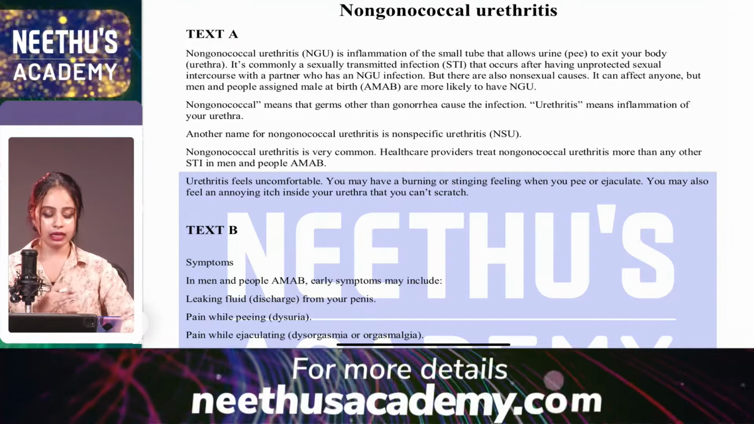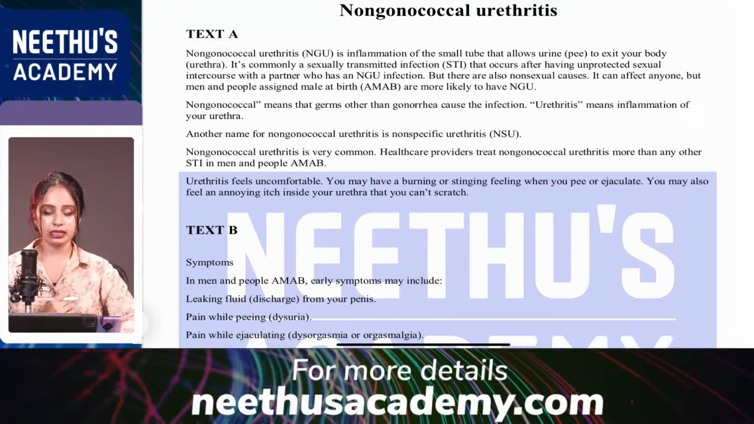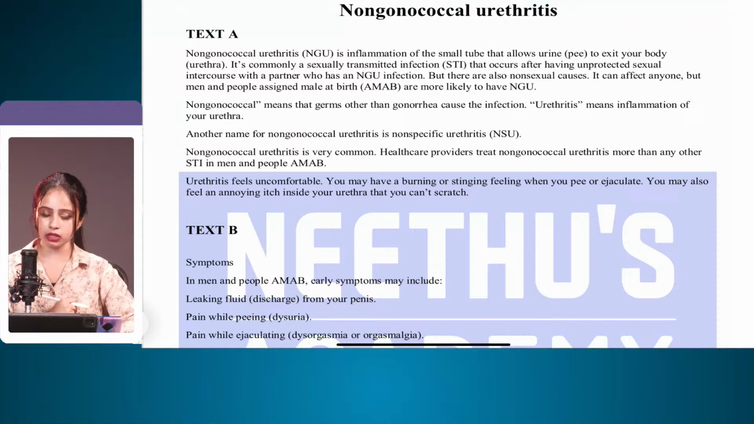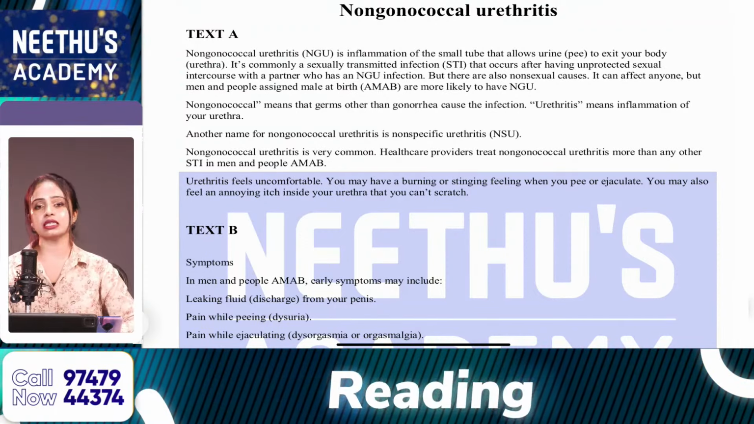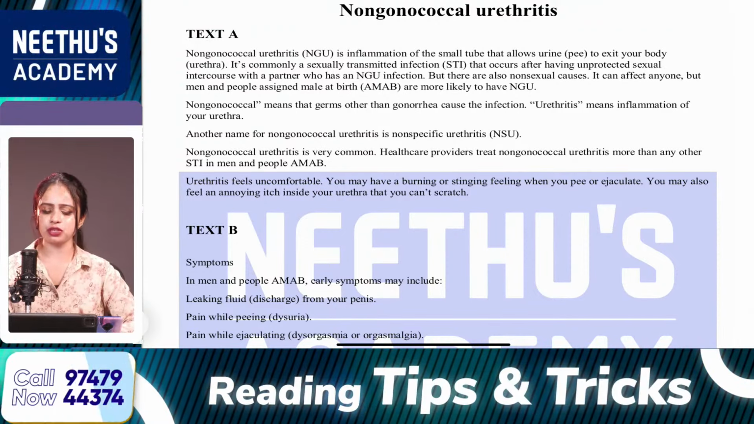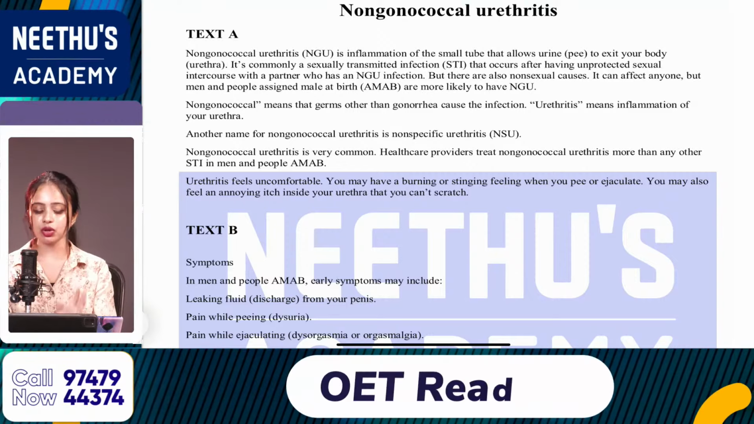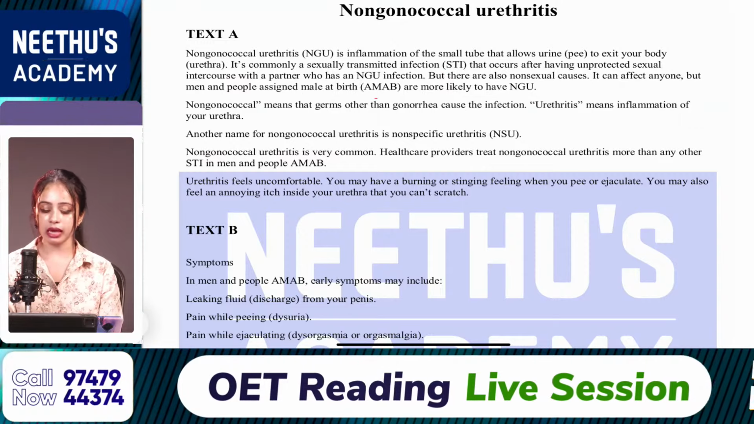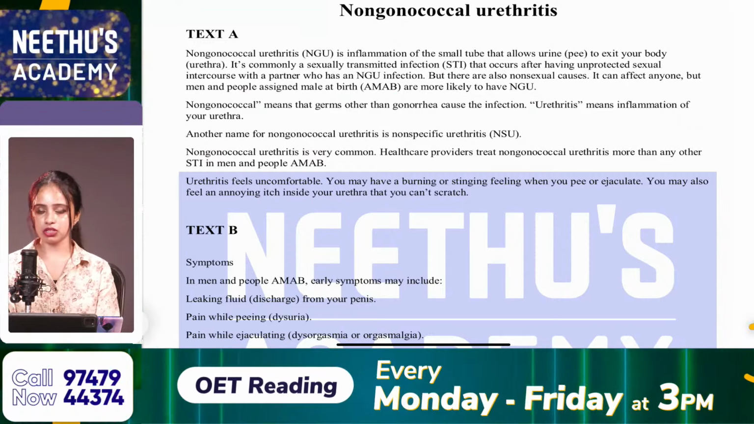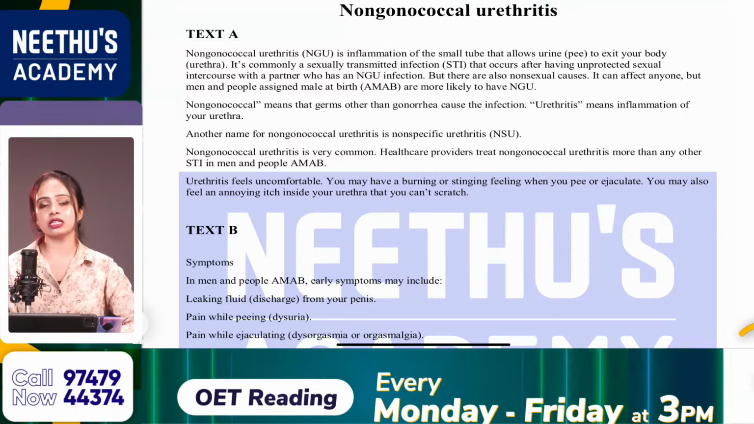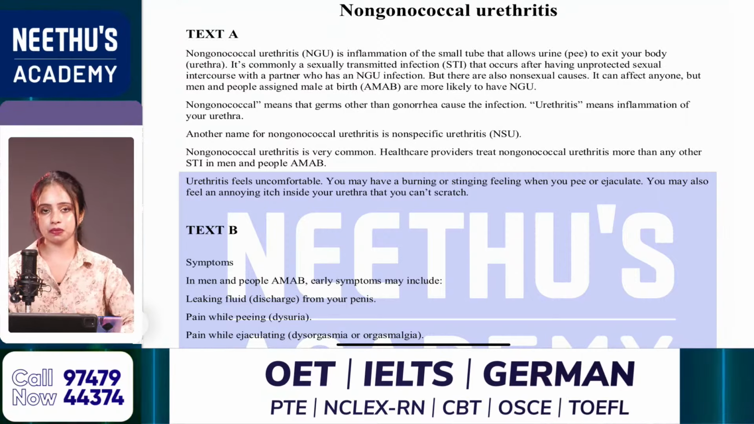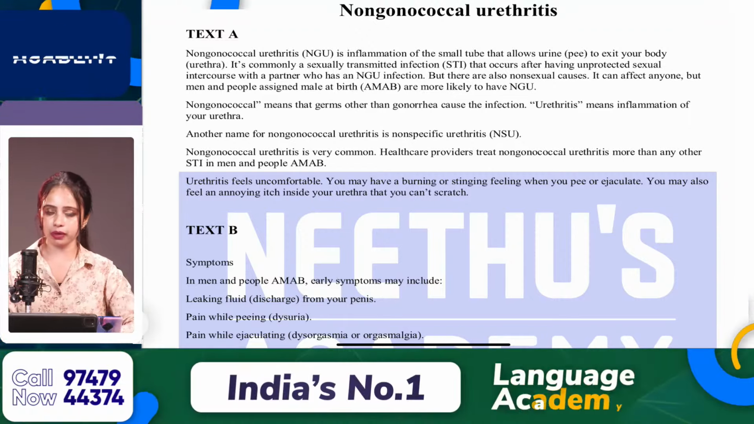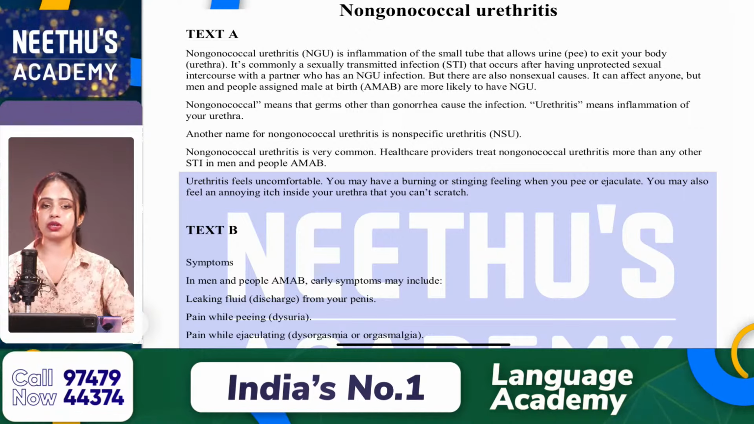Yes, heading, subheading, numbers, signs and symbols, not symptoms, okay? Signs and symbols, then names, all the names. Then the sixth one, all the abbreviations, which means short forms. As you can see here in text A, I'm just giving you an example: NGU is an abbreviation, STI is another abbreviation, AMAB, so those are short forms. Seventh one, brackets. Brackets are really important.